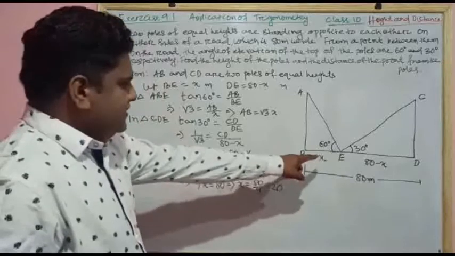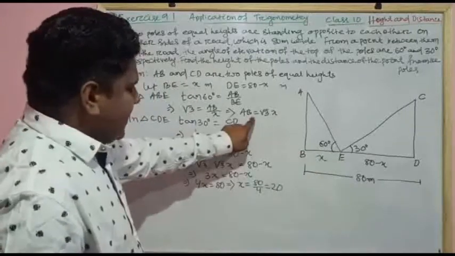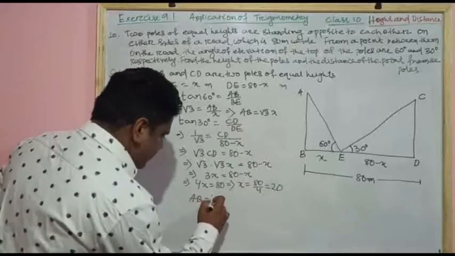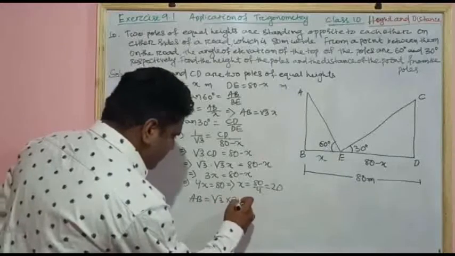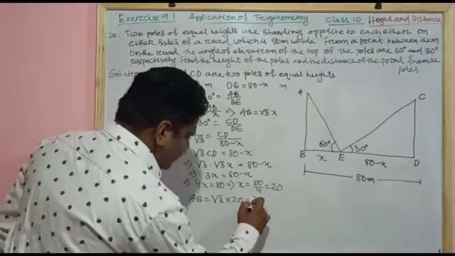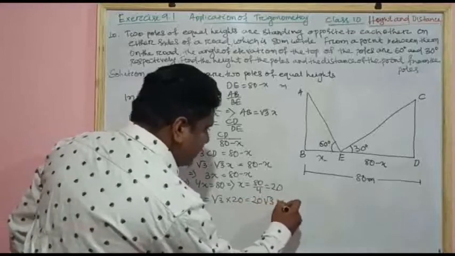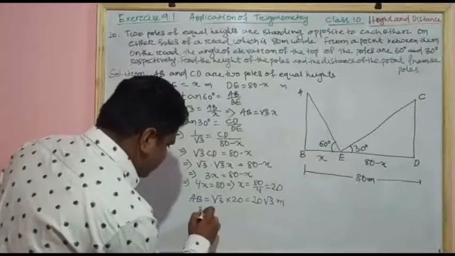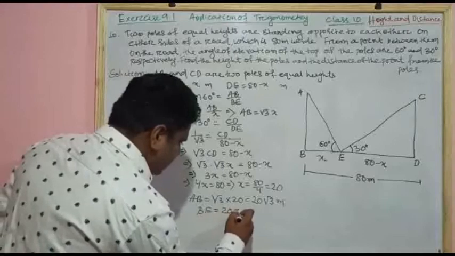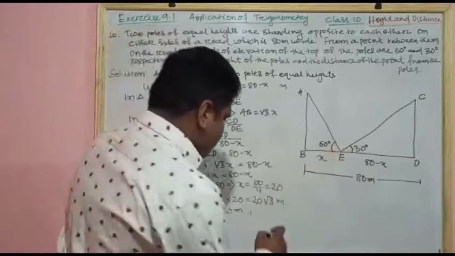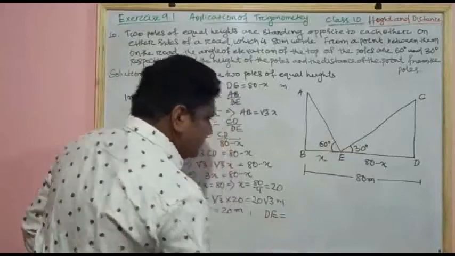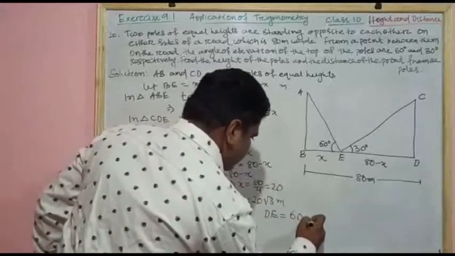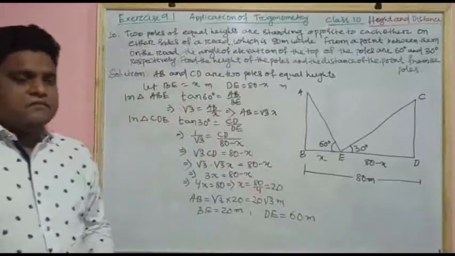So we got BE equal to 20 meter. Here AB, the height of the pole, equals root 3 into x, so AB equals root 3 into 20, equals 20 root 3 meter. The distance of the point from this pole, BE, equals x, that is 20 meter. So DE is equal to 80 minus x, that is 80 minus 20, equal to 60 meter. So we got the answer.